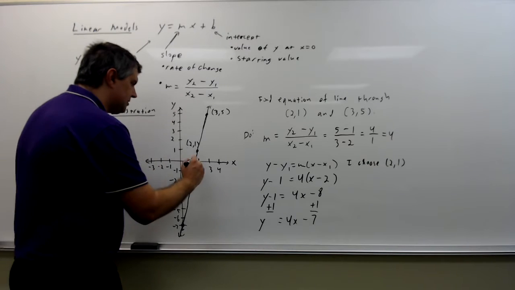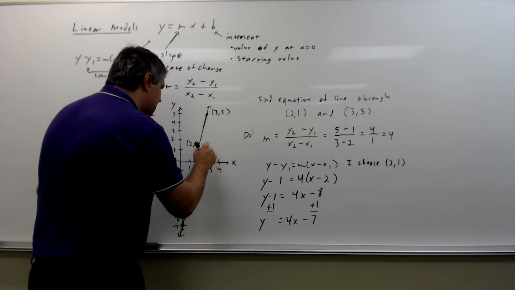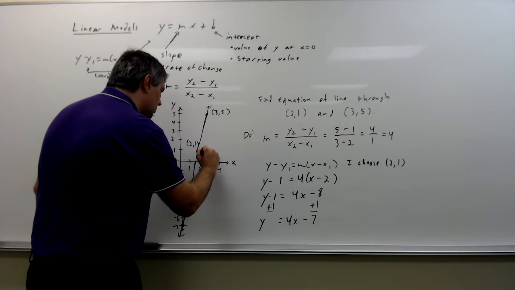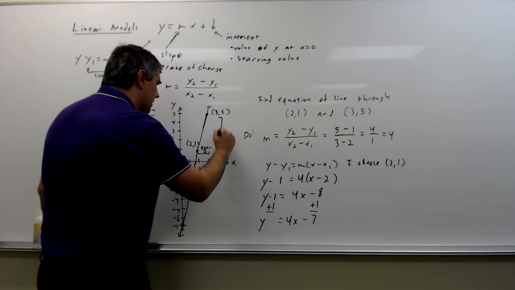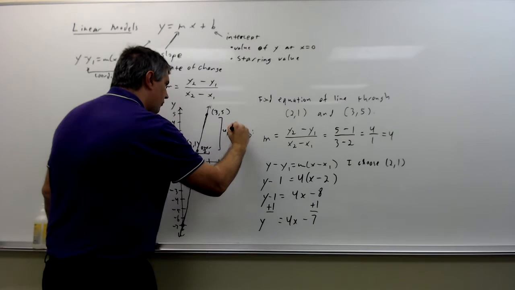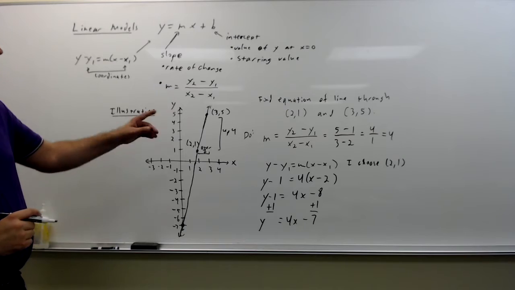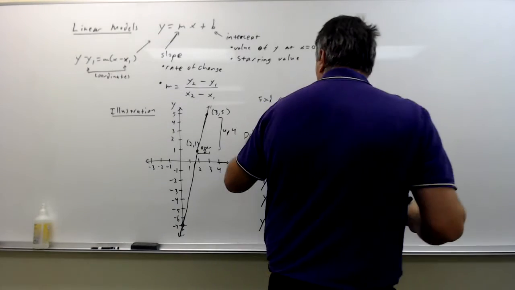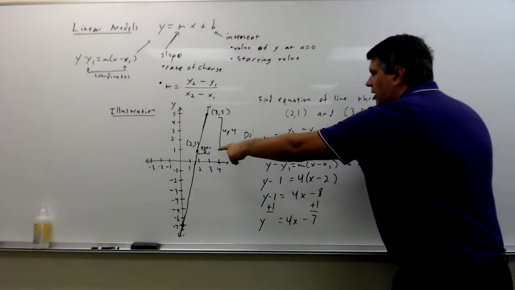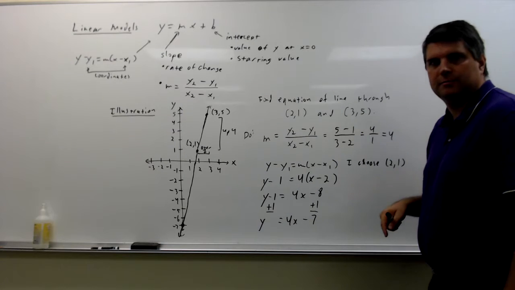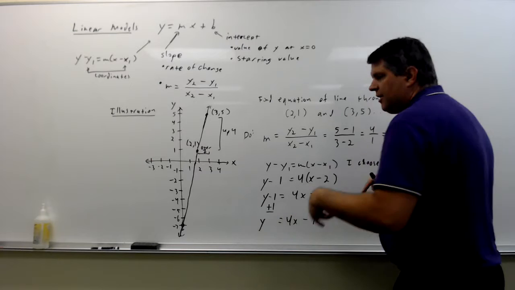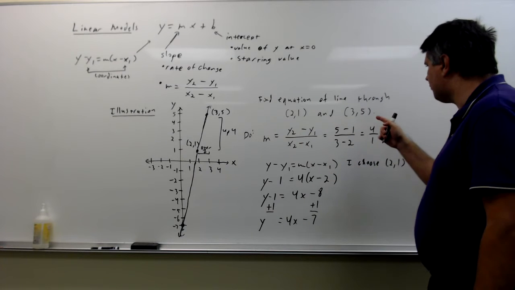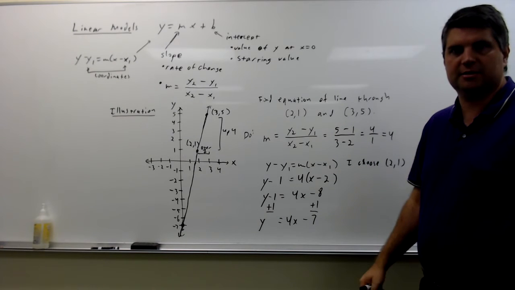If you notice, these points are over 1 and up 4. That's what this slope represented. Y went up 4 for every 1 unit of x. Hence the rate of change of y per unit of x.